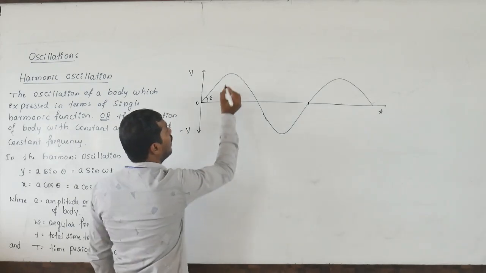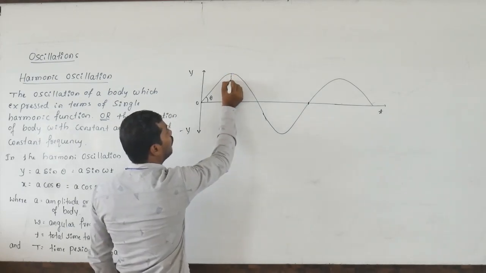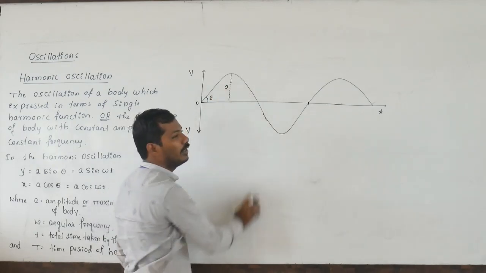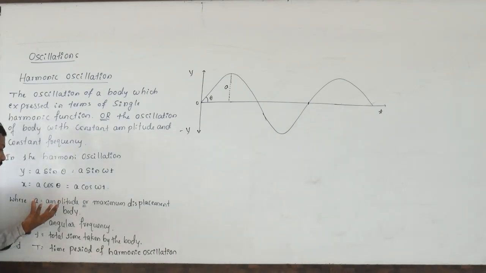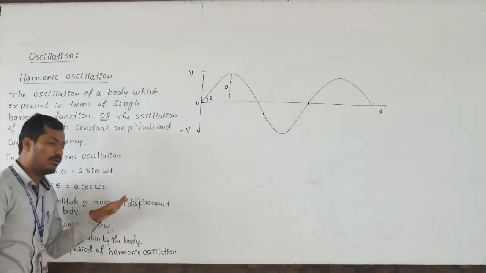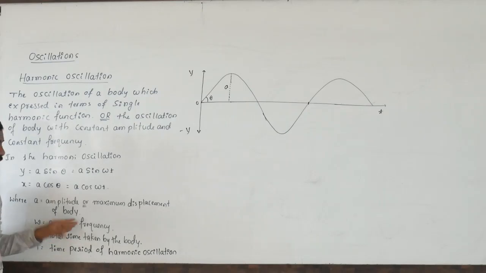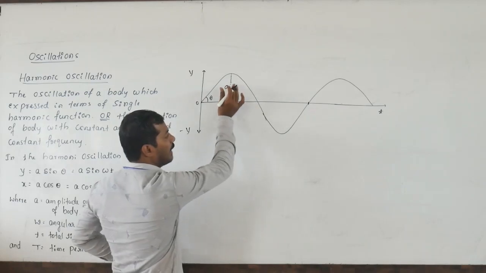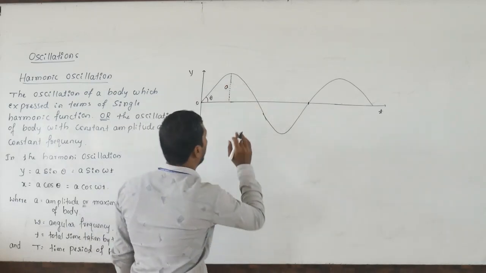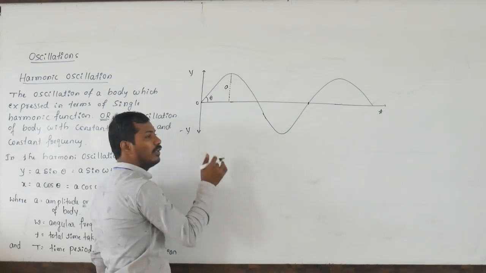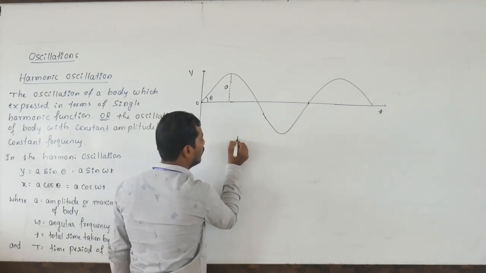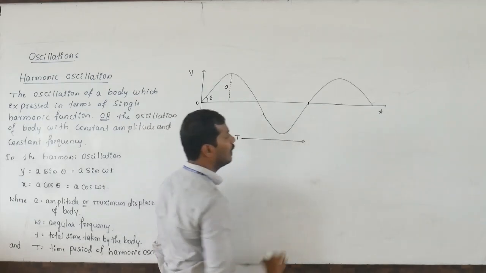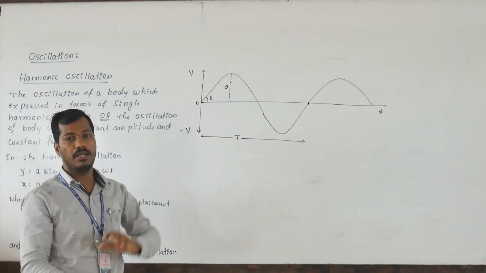The maximum displacement of the body is nothing but the amplitude. Already written here: amplitude is nothing but the maximum displacement of the body. And the time taken by the body to oscillate for one revolution, from its mean position to complete one revolution, is nothing but the time period.